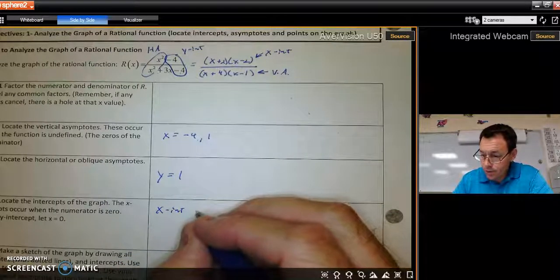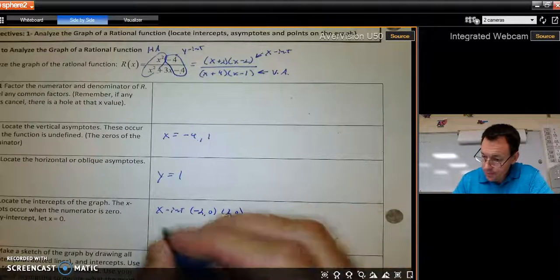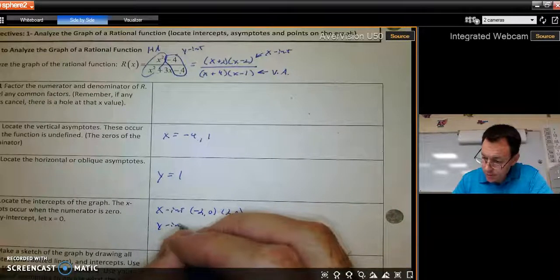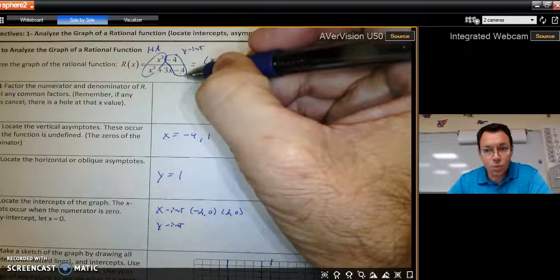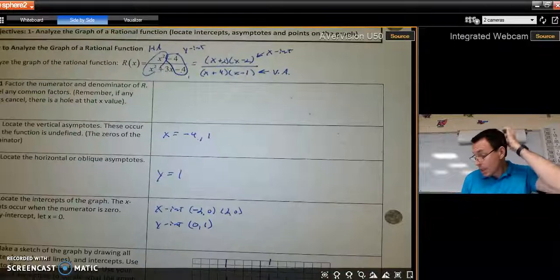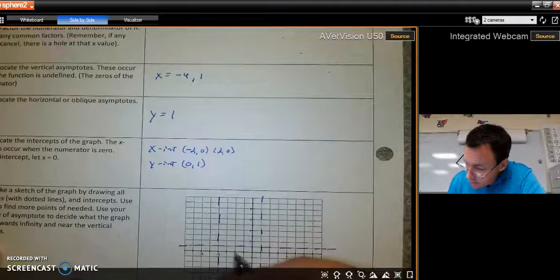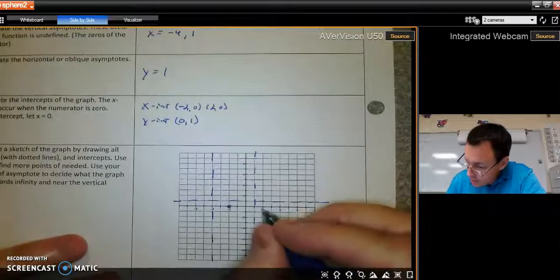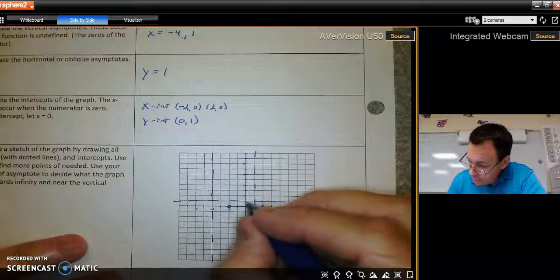So those are points: (-2, 0) and (+2, 0). And the y-intercept is going to be -4 over -4, which would be 1. So that's the point (0, 1). And so now let's plot this. So (-2, 0) is down here, (+2, 0) is right here, and then (0, 1) is right there. So that's all I got.